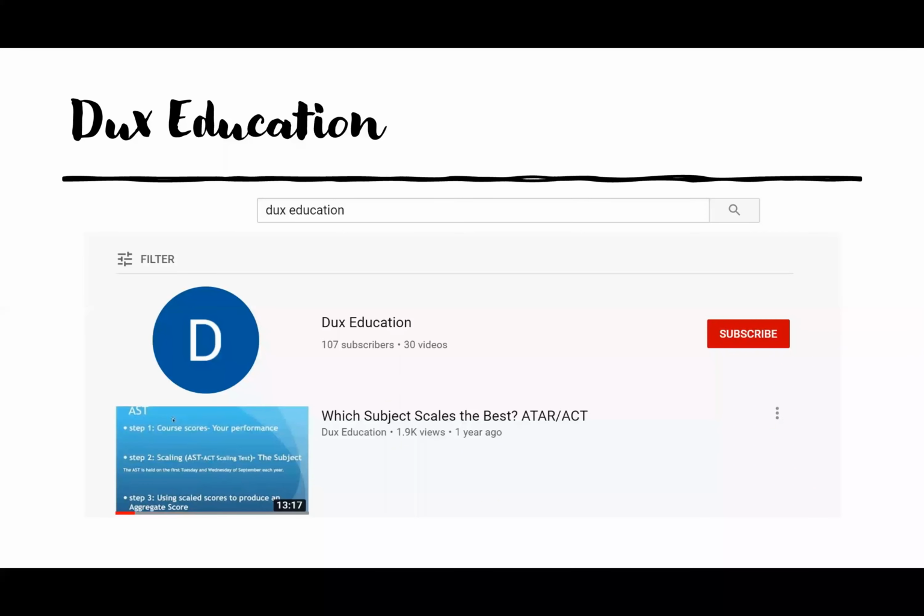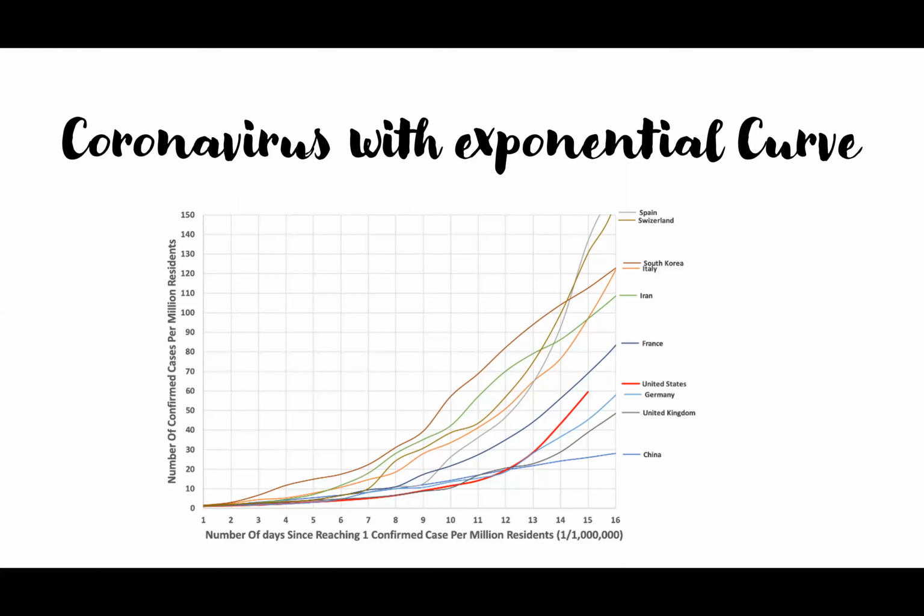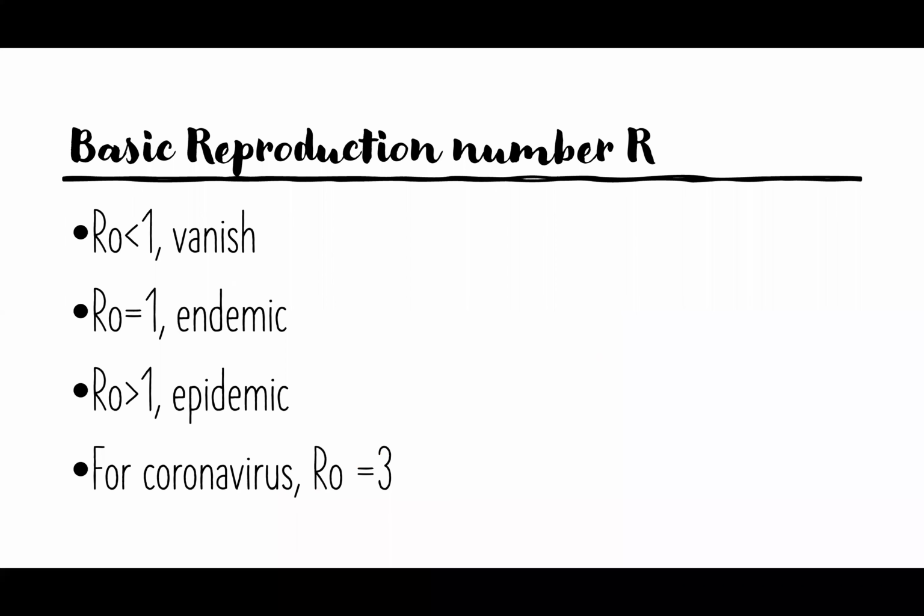Okay. Yeah, so now let's start some calculations with coronavirus. So we all know, it doesn't matter which country it is, coronavirus follows an exponential curve. And this exponential curve is exactly the same as our geometric sequence we talked about before. So before we move on to the actual calculations, let's have a look at some basic knowledge.